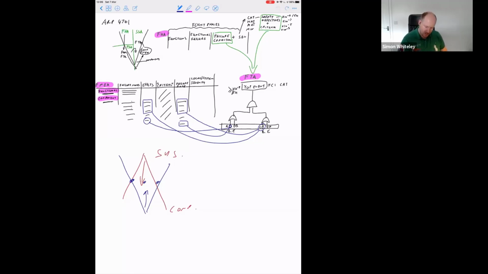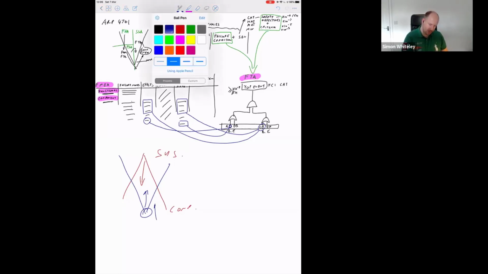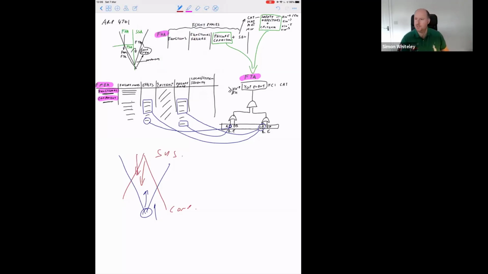So you do really need to do both of those, because you might not see something on the way down, and on the way up you might miss something. It's also important to note that an FMEA, looking that way, is looking at single component failures, whereas when you're looking downwards, you're looking at combinations of failures. That's what this is, these are combinations of failures.